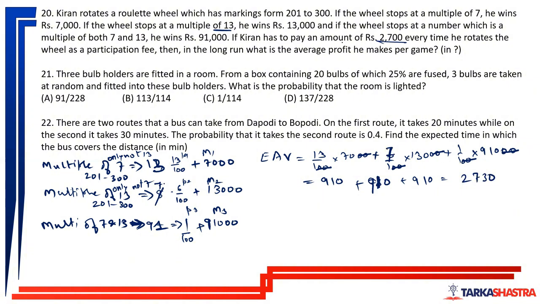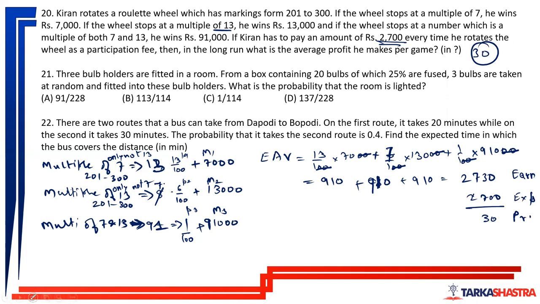And if he has to pay rupees 2700, then what is the average profit? This is the earning, this is the expense, which is 2700. So the profit is 30 rupees. Per game, he will make a profit of 30 rupees.